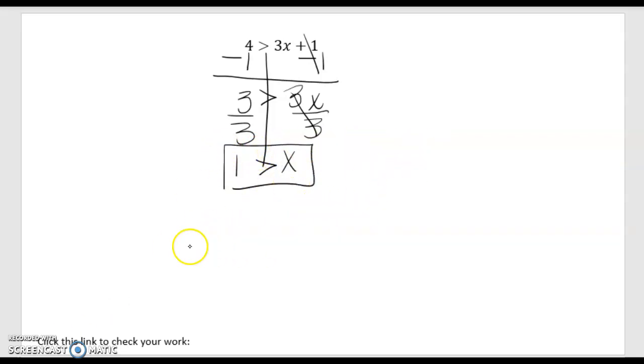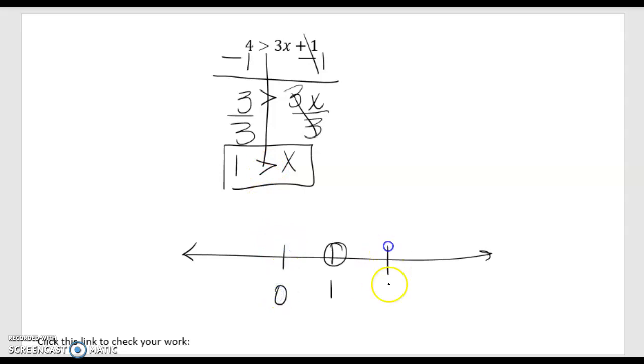Now to make a number line for this, I'm going to put the 1 in the middle, and that one's going to be an open circle because this does not have an equal to line underneath it. I put my values to either side, and we're going to test them.